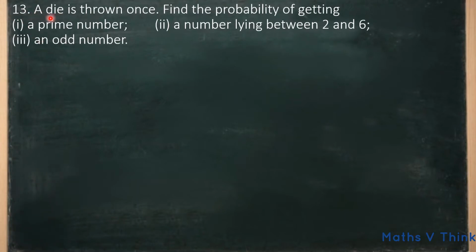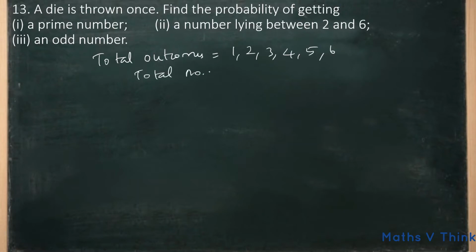The 13th question says, a die is thrown once. Find the probability of getting a prime number, a number lying between 2 and 6, an odd number. So first we'll write the total outcomes. When a die is thrown, the outcomes are 1, 2, 3, 4, 5, 6. The total number of outcomes, they are 6 in number, so 6 numbers.